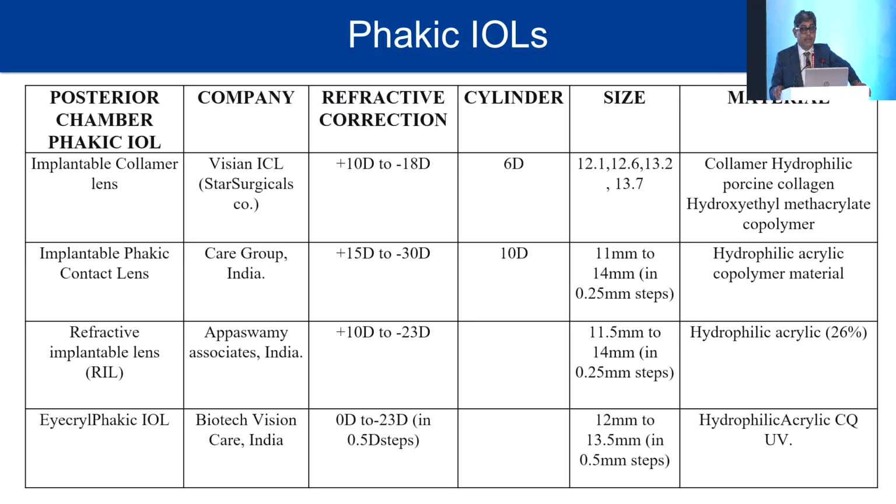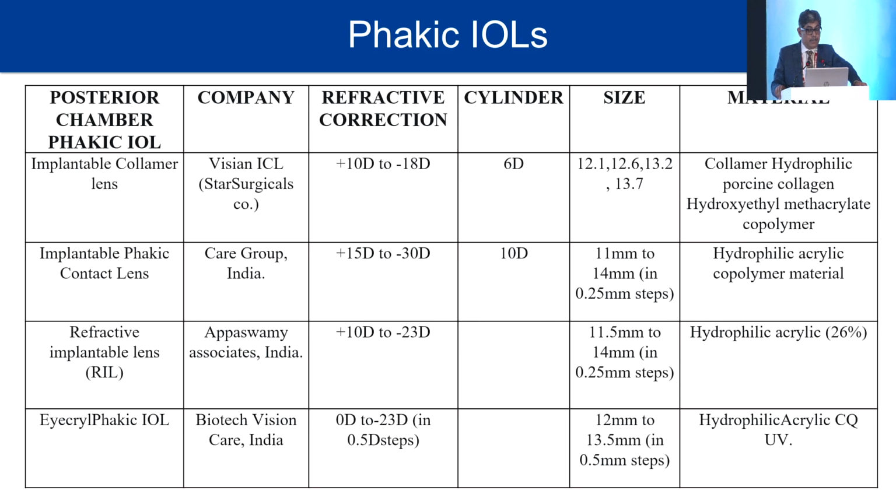And it is made of a polymer material. Then Care Group comes out with the IPCL, which can correct from +15 diopters up to -30 diopters, and can correct 10 diopters of astigmatism. Their size can be varied in 0.25 millimeter steps, from as small as 11 millimeter to as large as 14 millimeter, but it is made of hydrophilic acrylic material.